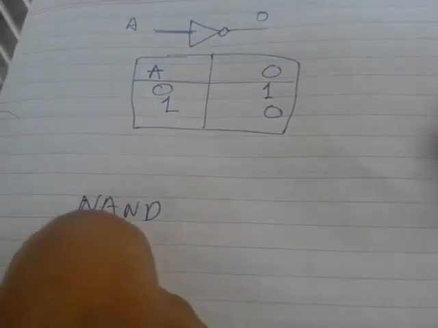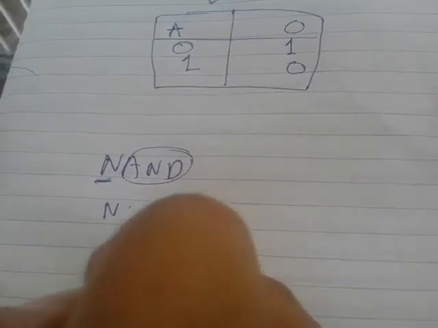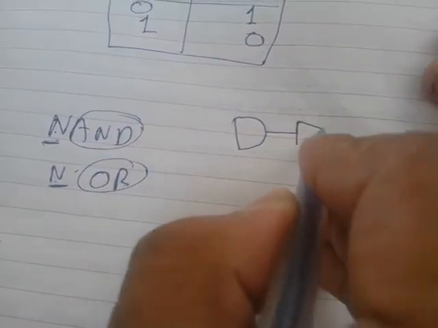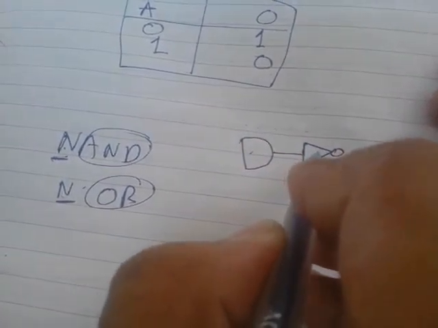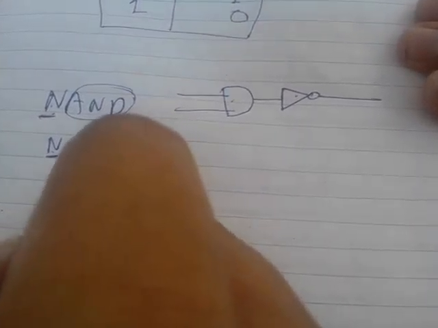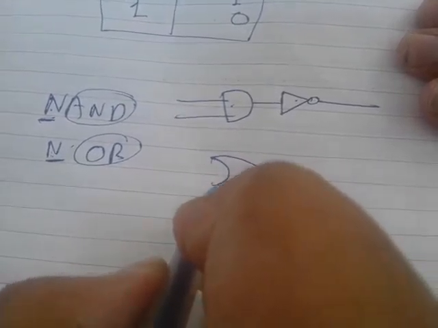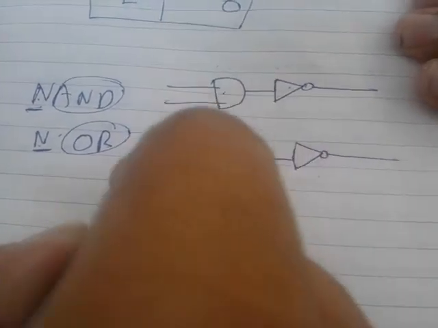Well, NAND is written something like this. It means not AND, that's why NAND. And NOR means not OR, that's NOR. As you can understand intuitively, not AND means an AND gate followed by an inverter. An AND gate followed by an inverter becomes a NAND gate. And similarly, an OR gate followed by an inverter becomes a NOR gate.